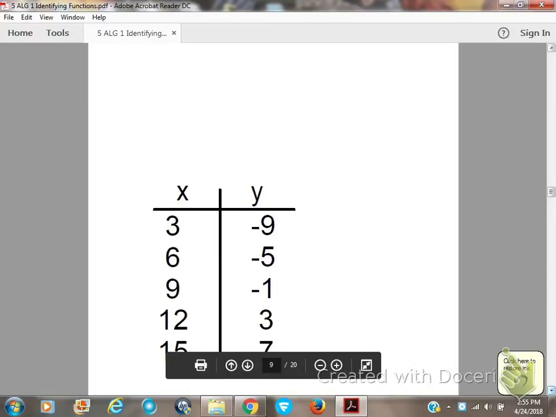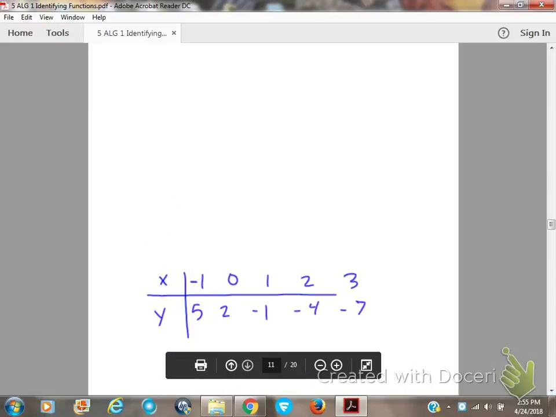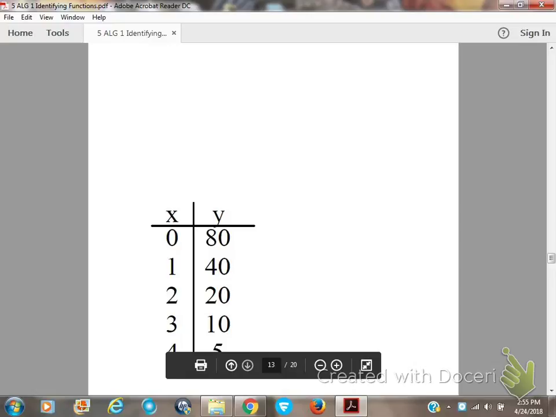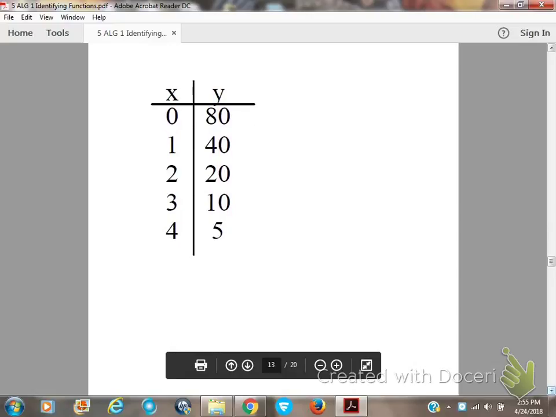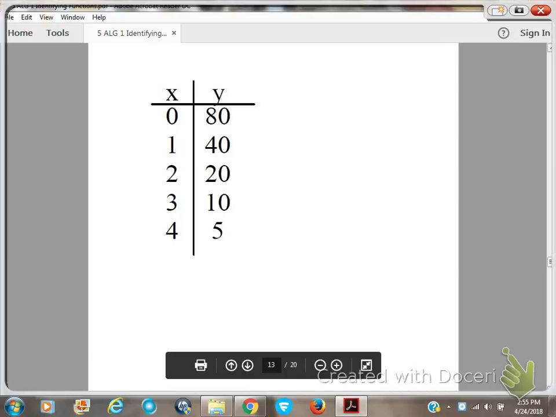Let's see, I'm actually going to scroll down to this one. This is on the back of that paper I gave you. And your pattern here is that you are dividing by 2. Okay. 80 divided by 2 is 40. 40 divided by 2 is 20. 20 divided by 2 is 10. 10 divided by 2 is 5.